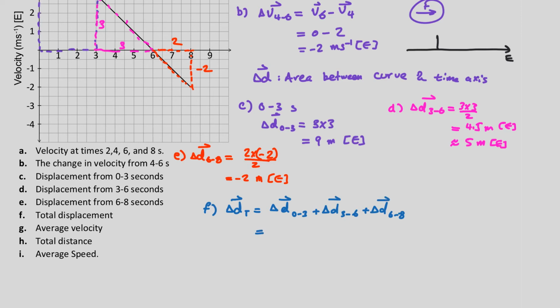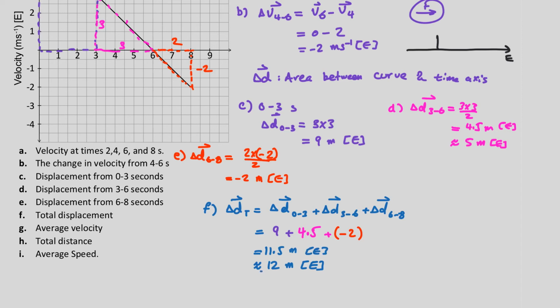And displacement from 0 to 3, that was 9 meters, plus the next displacement. I'm going to put the exact value here, and then I'm going to make any possible roundings later. So this was 4.5 when I calculated it, plus my final one, which is -2, and that's 6 to 8. I will add these up, and I will get 11.5, which I have to round up to 12 meters in the east direction.